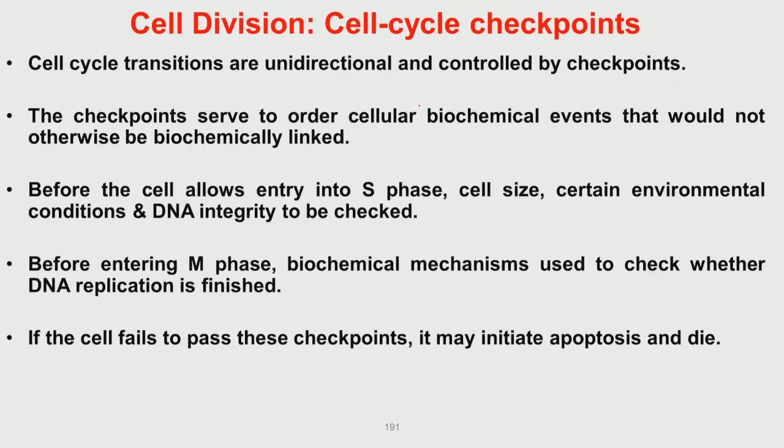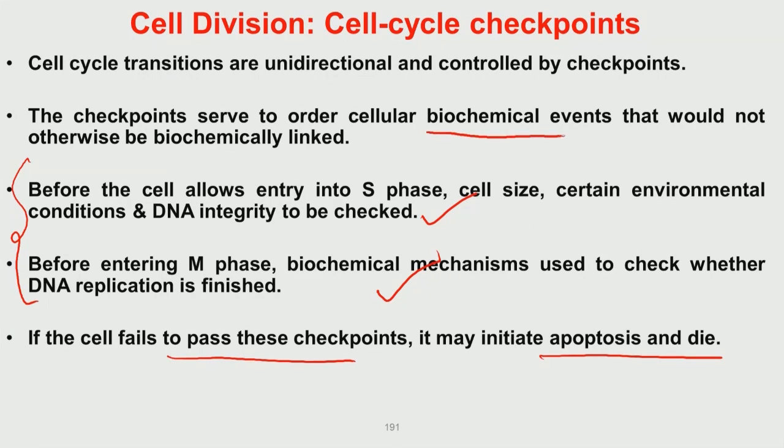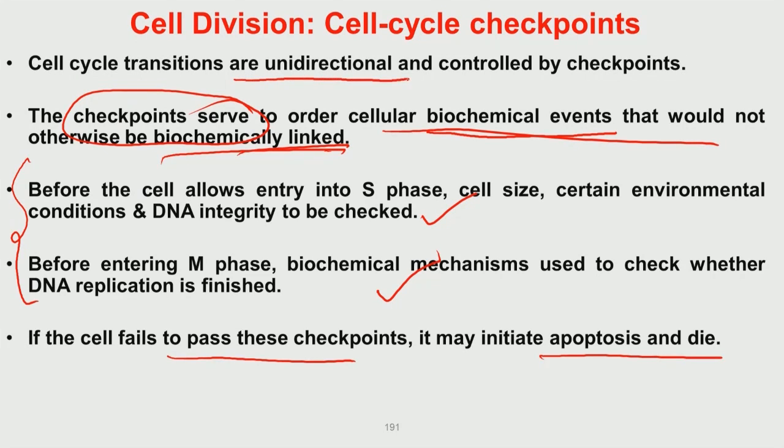So, these are some of the other points that are also mentioned, and these are summarized again. That is, if a cell fails to pass these checkpoints, it initiates apoptosis and dies. The significance of these checkpoints is essentially summarized in these points: going from one phase to another phase, and the cellular biochemical events that would not be otherwise biochemically linked. So, this is why these checkpoints are important in the cell division process. This particular statement explains that. Other things that I have mentioned, and I repeat, is that cell cycle transitions are unidirectional and therefore irreversible in nature. So, it goes only in one direction.